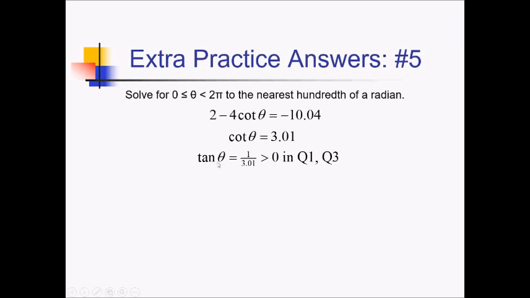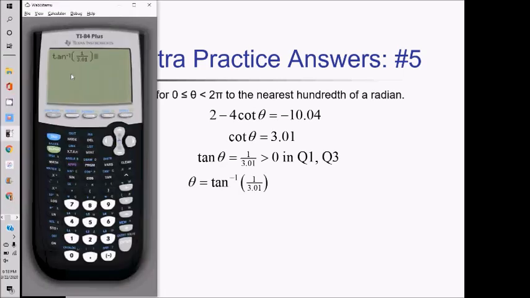Let me now take the inverse tan of 1 over 3.01 and see what that comes up with on our calculator. It's important to note before I press enter that although we are solving this in radians, I'm initially solving on my calculator in degrees, because I find everything is easier to do in terms of which quadrant I'm in and reference angles in degrees. So pressing enter, we get 18.4 degrees.